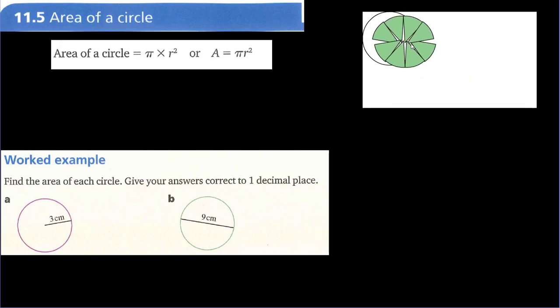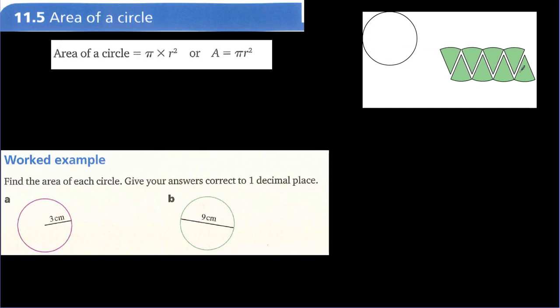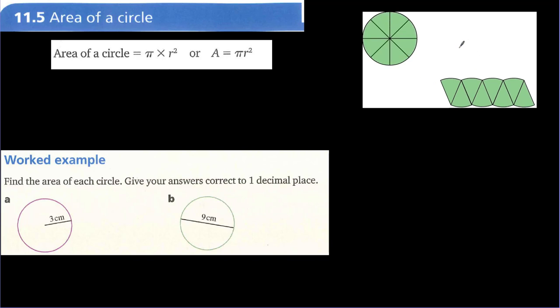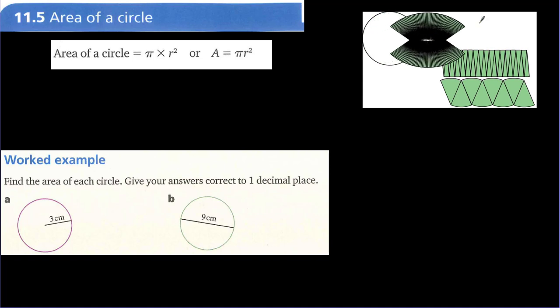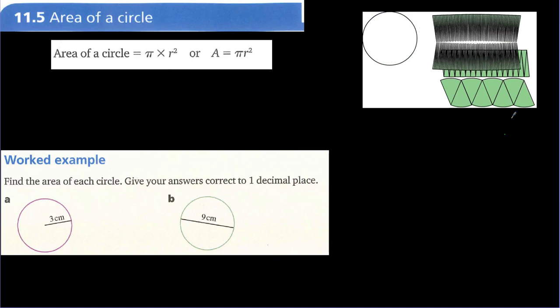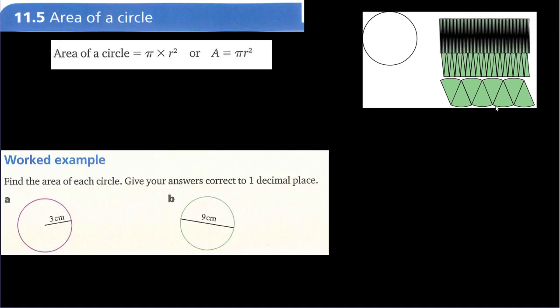As you see, it's divided into 8 pieces here, and when they connect like this, it looks more like a rectangle. If you increase the number of slices, you're going to see that it becomes more like a rectangle. Here, as you see, very small slices like this, and when you cut from the center and put them inside like this, it becomes more like a rectangle.